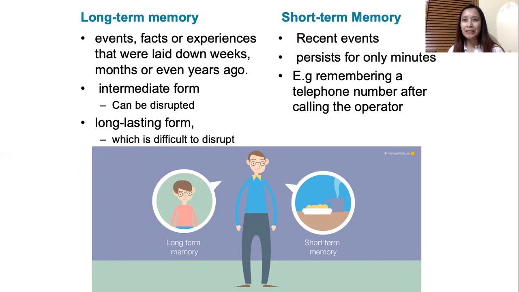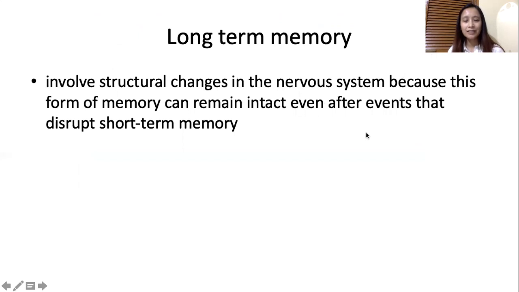remembering the fasting blood sugar of your patient this morning. Those are short-term memories. So with long-term memory, this involves structural changes in the nervous system because this form of memory can remain intact even after events that disrupt short-term memory.